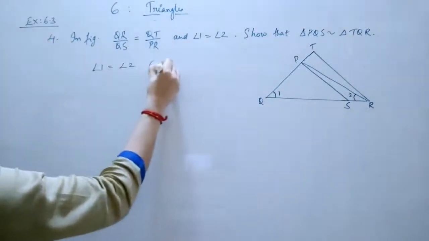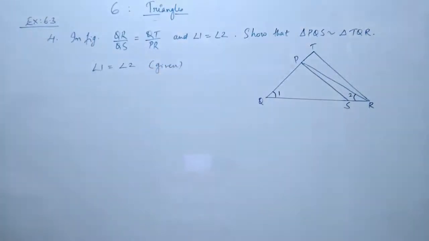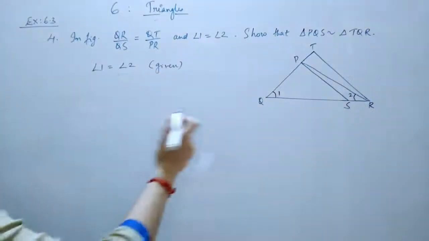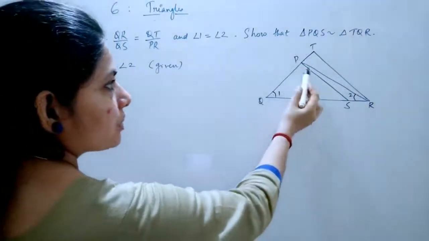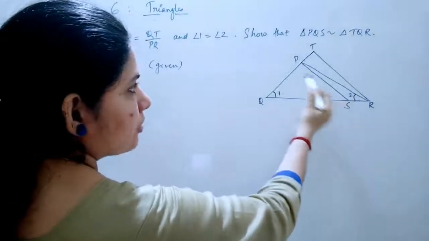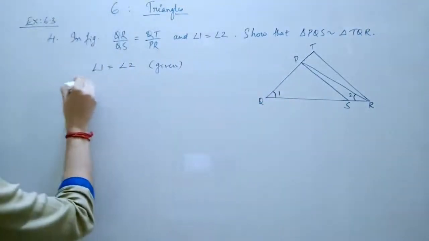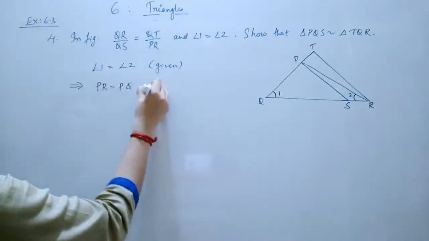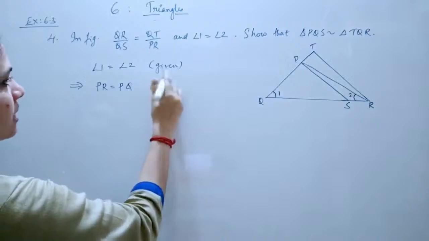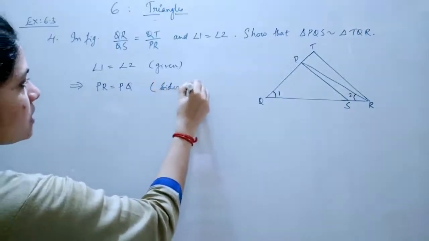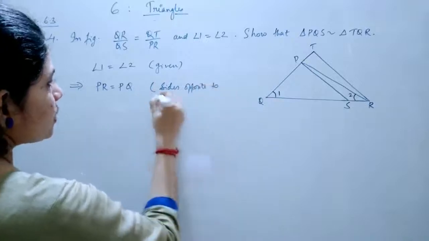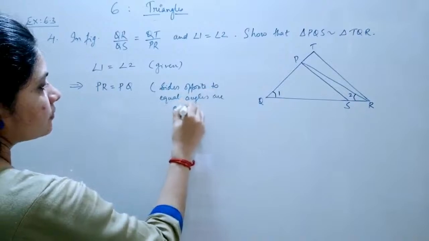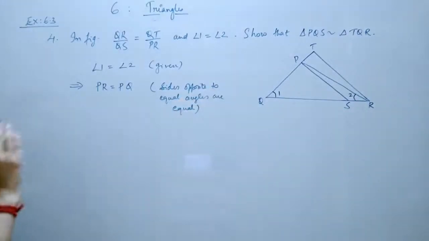So this is given. And since the angles are equal, the sides opposite to equal angles will be equal. That means this is angle 1, its opposite side is PR, and angle 2, its opposite side is PQ. So you can say that this will imply that PR is equal to PQ. Why? Because sides opposite to equal angles are equal. Okay, so this is the concept which we are getting.